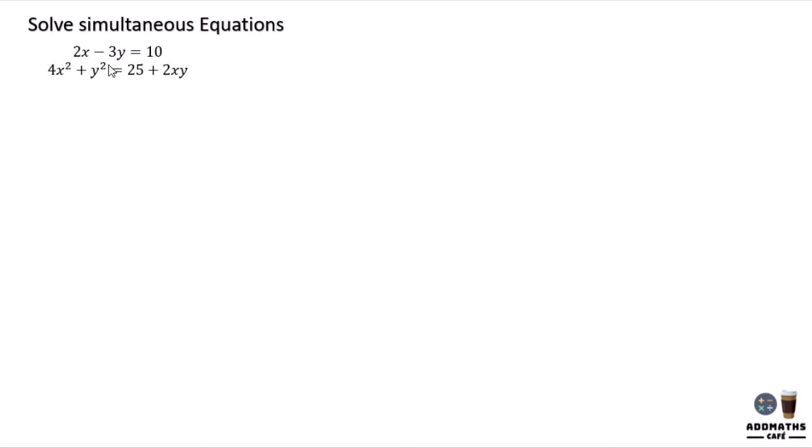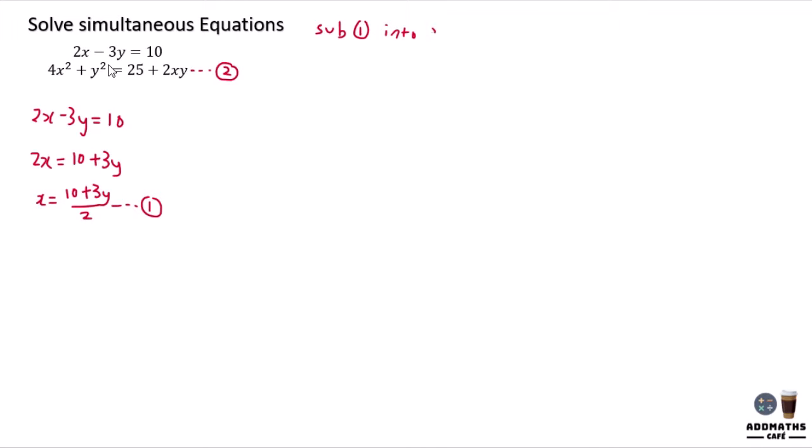So I will make 2x minus 3y equal to 10 my first equation. So let's try to make this in terms of one unknown. What I try to do is to make 2x equal to 10 plus 3y, and x will then be equal to 10 plus 3y divided by 2. So this will be your number 1, okay? Then I will take this to be my number 2, alright? Then substitute 1 into 2.